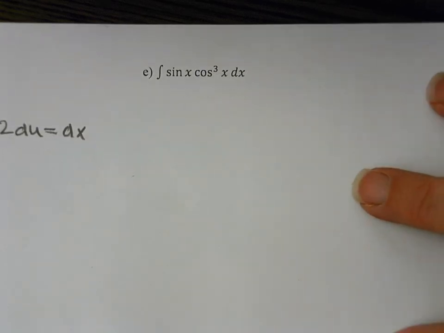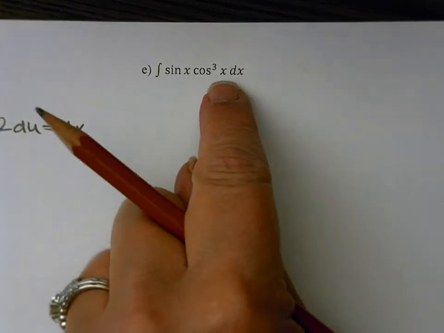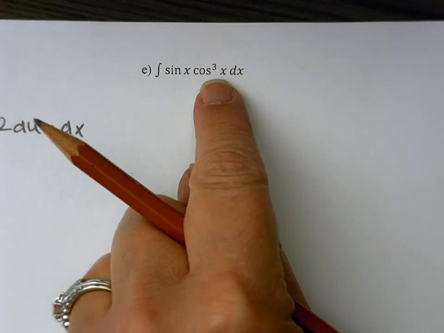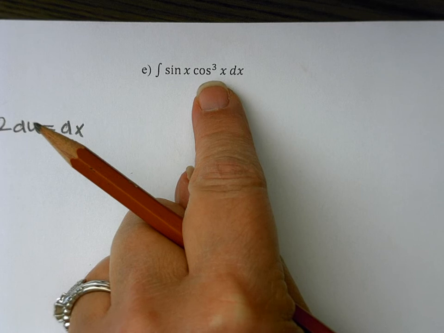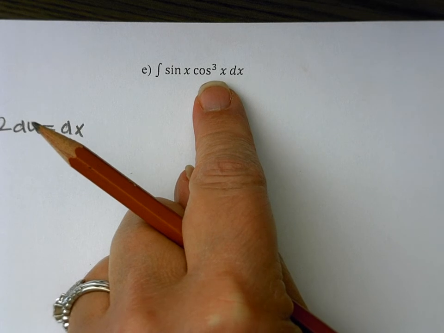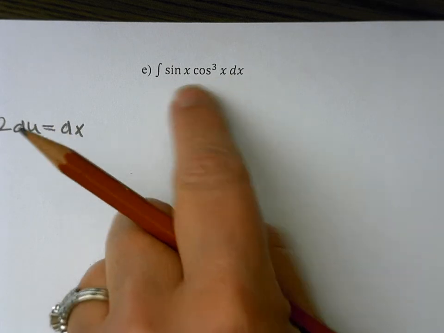Okay, let's take a look at E. So we're going to do another one. So here I have a product of two things. I don't have a product rule, right? There's no product rule for integration. So I know that I can't leave it like this, because I also know that if I run through the trig list, this is not an integral I know.